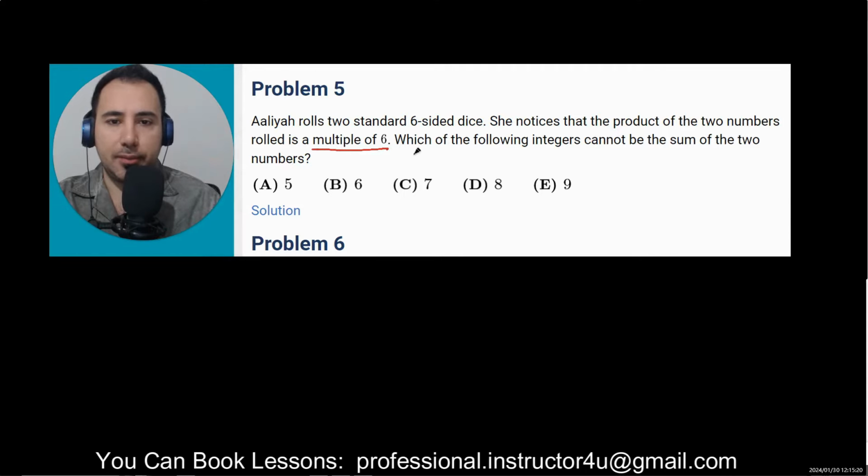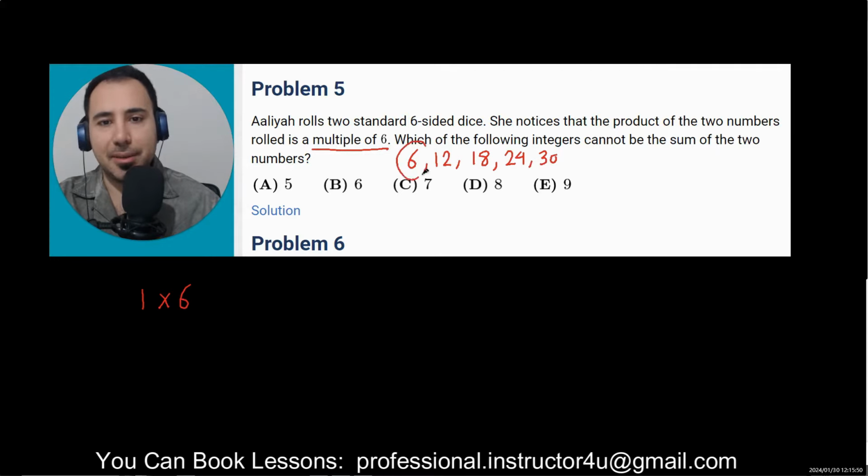The first multiple of 6 is, of course, 6. The next one is 6 times 2, 12. The next one is 6 times 3, 18. The next one is 6 times 4, 24. And 30. So we'll roll 2 dice and some numbers appear and we multiply them. Okay, so for example, we could get 1 times 6. Right? So we would get this number. We could also get 2 times 3 to get 6.